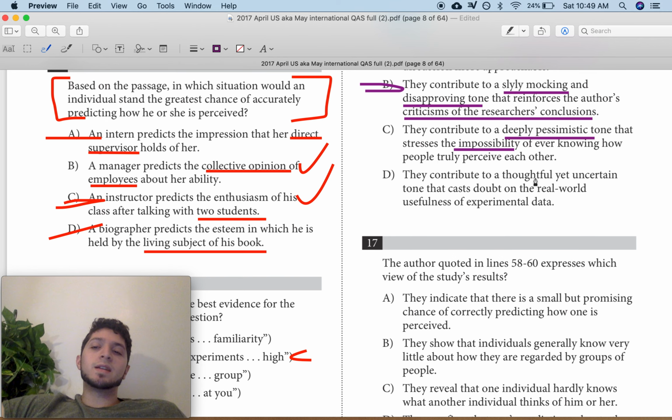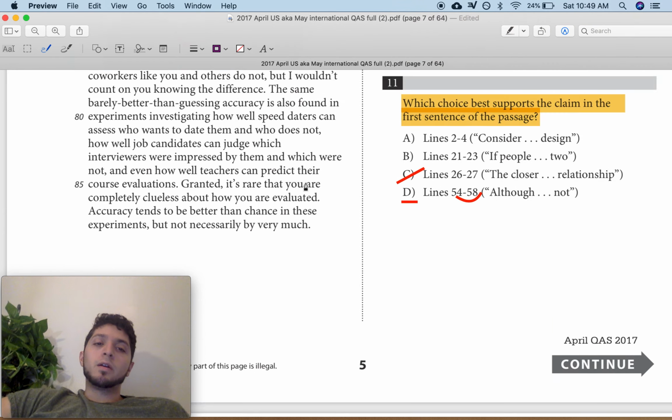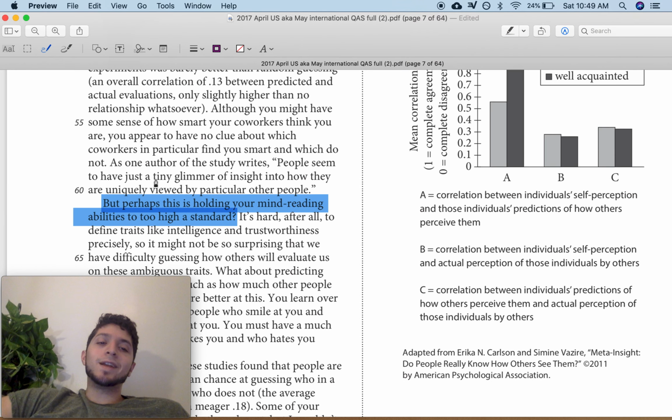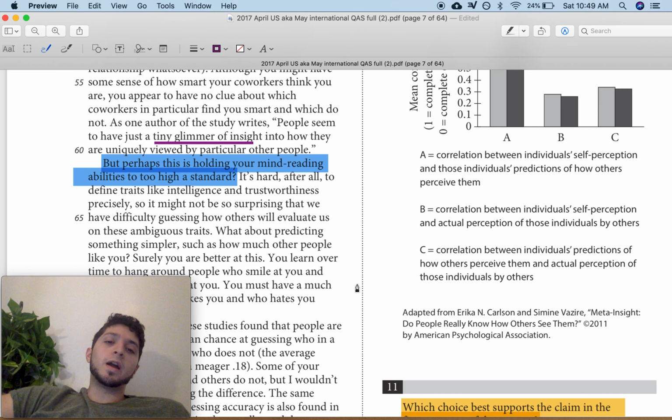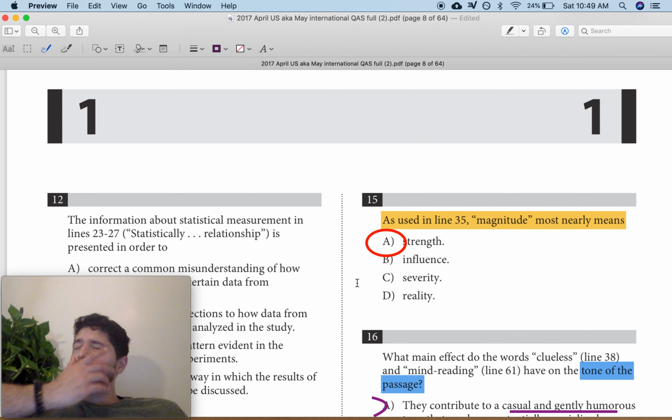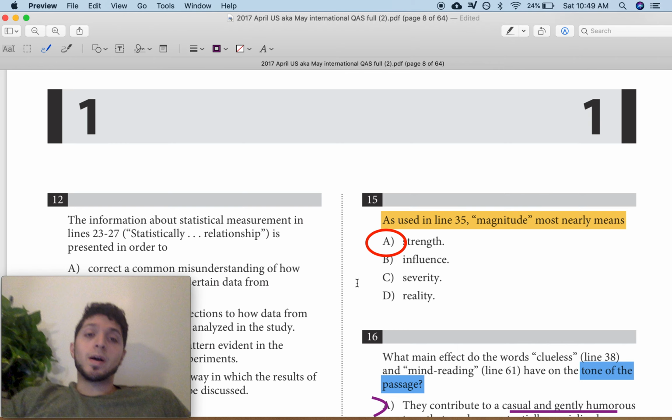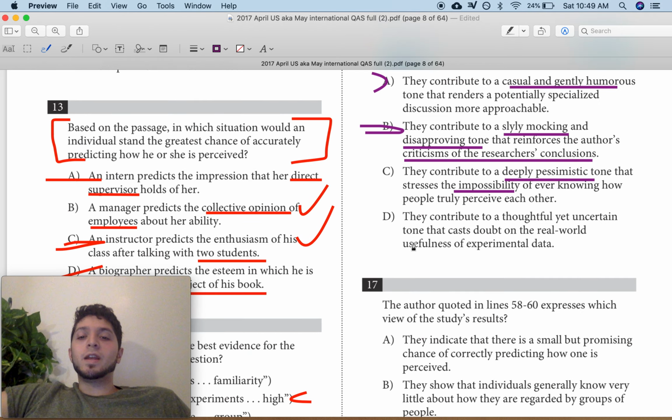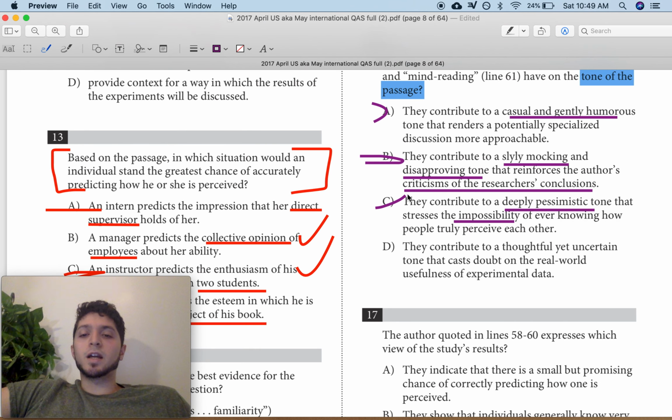And the passage never says that we will never know how people perceive each other. It's not part of this question, but right above it, it says people have a tiny glimmer of insight into how they are uniquely viewed by other people. So it might be small, we might not know exactly how other individuals feel about us, but we have at least a tiny glimmer of insight, and we are pretty good at understanding how groups of people feel about us. So C is not going to be right.